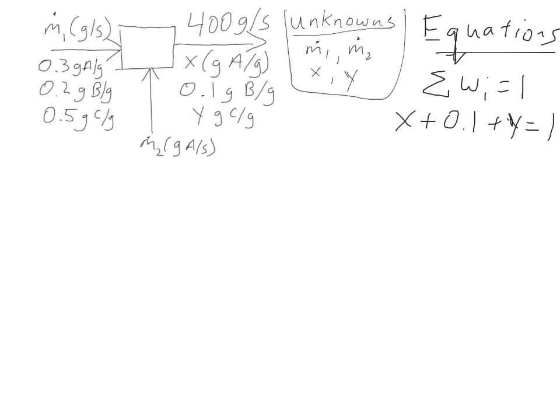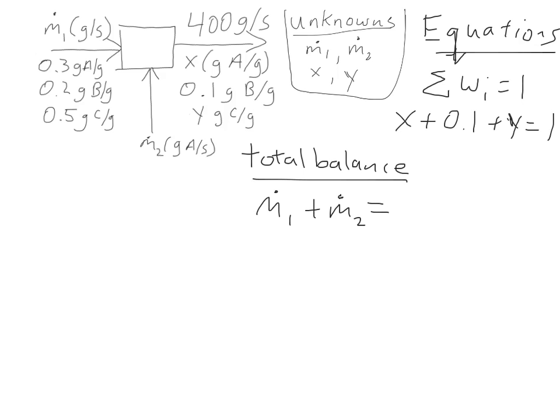So let me go ahead and write out a total balance. M1 plus M2 equals 400 grams per second. And notice how I wrote my units here. Gotta always keep the units.